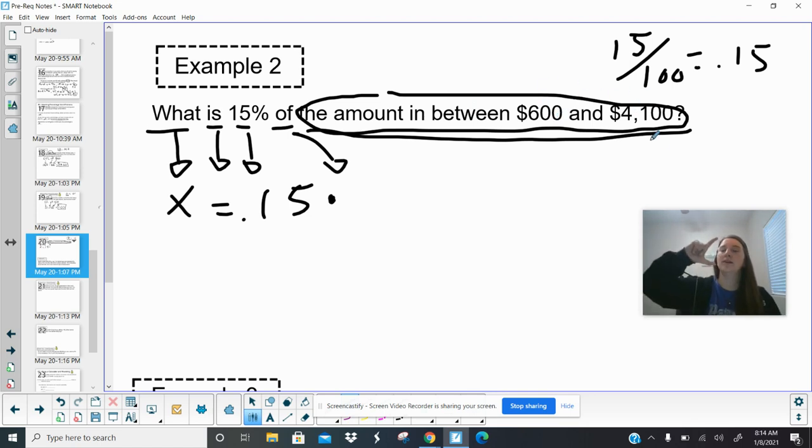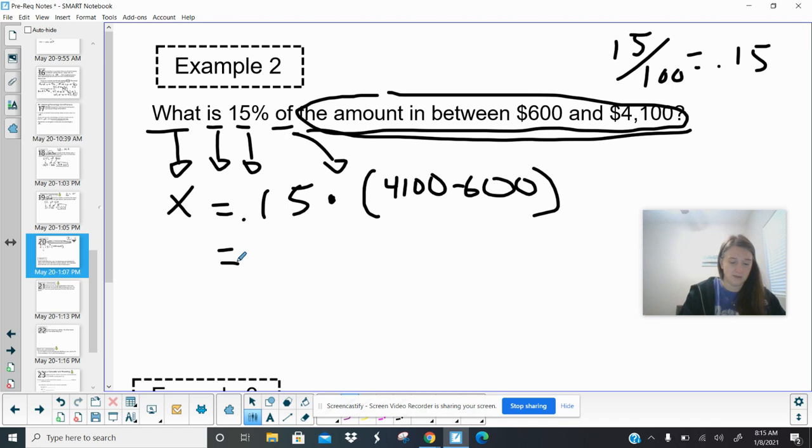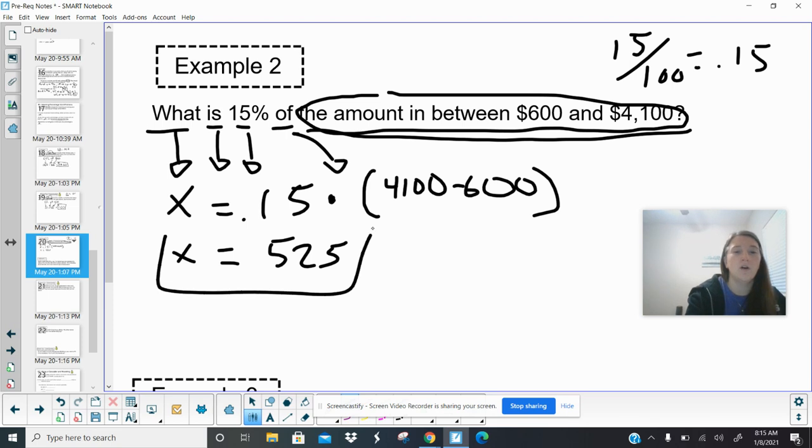If I'm trying to find how much is in between two numbers, I actually subtract them and it finds that chunk that's in between them. So I'm going to go ahead and actually just write this in parentheses just so you remember that's what we did. I can go ahead and subtract them here in parentheses. And I can actually plug this whole thing in the calculator. So I've got 0.15 times 4,100 minus 600, as long as I am putting that in parentheses. You should get 525. Or I can subtract them and put the answer there and it's good to go.